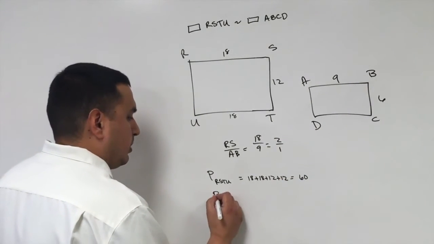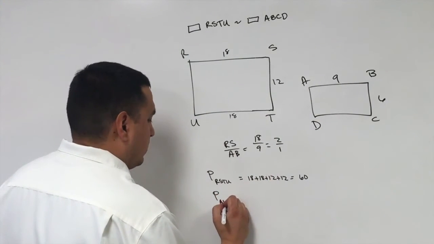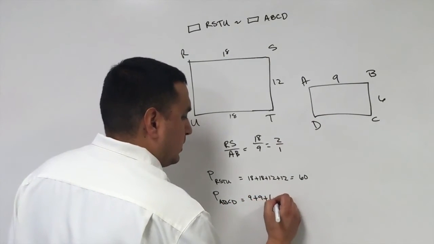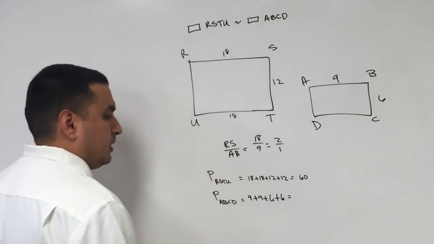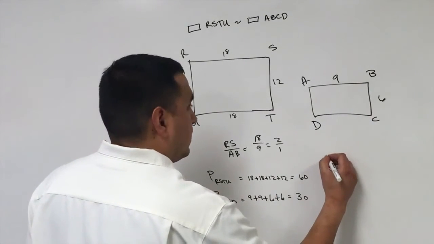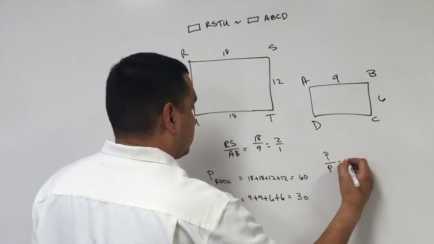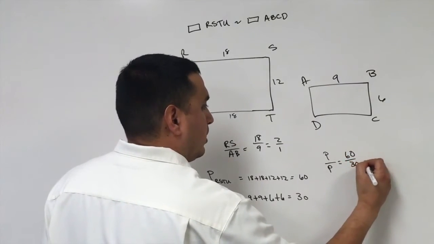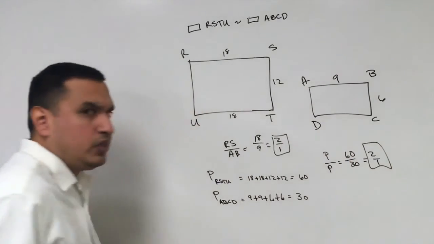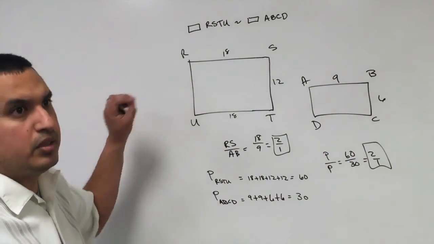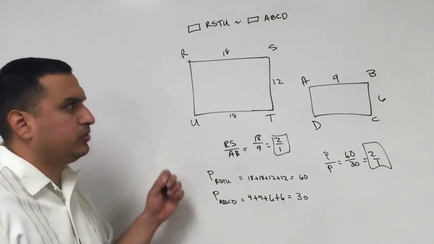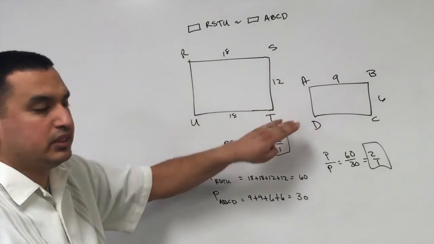Okay. Now if I take the perimeter of this other rectangle, ABCD, and I add up all my sides, that'll be 9 plus 9 plus 6 plus 6, and that ends up being 30. All right, so if I take the ratio of the perimeters, perimeter over perimeter, that's going to be 60 over 30, which is also 2-to-1. Okay, so these are equal. So the thing to remember on the perimeters of similar polygons is that the ratio is equal to the ratio of the corresponding sides.